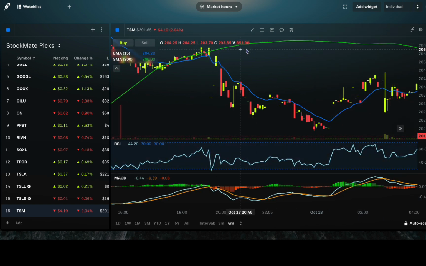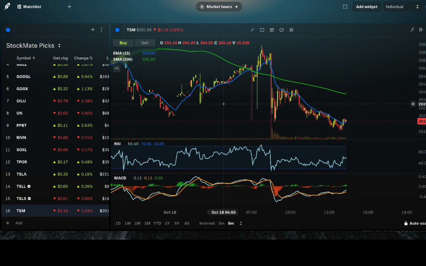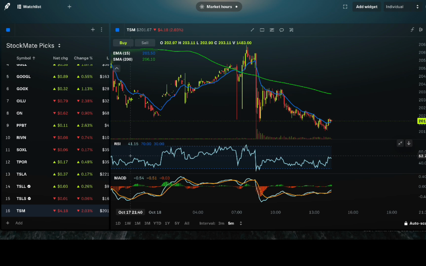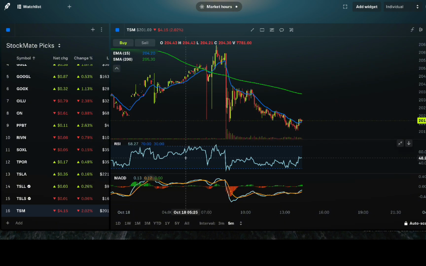basically my moving average, my EMA and my SMA, so I can get a good idea of the overall direction. And then I have my RSI here, as well as my MACD, which can also help me determine whether or not it's an oversold or overbought stock. So that's kind of a breakdown of the platform. It's a great indicator to use.